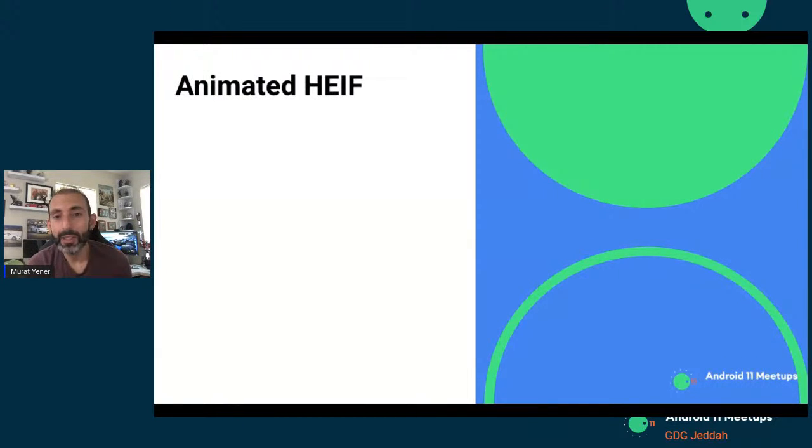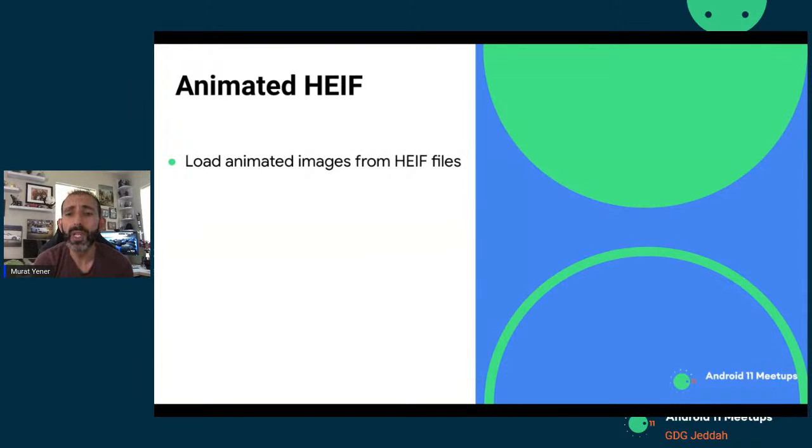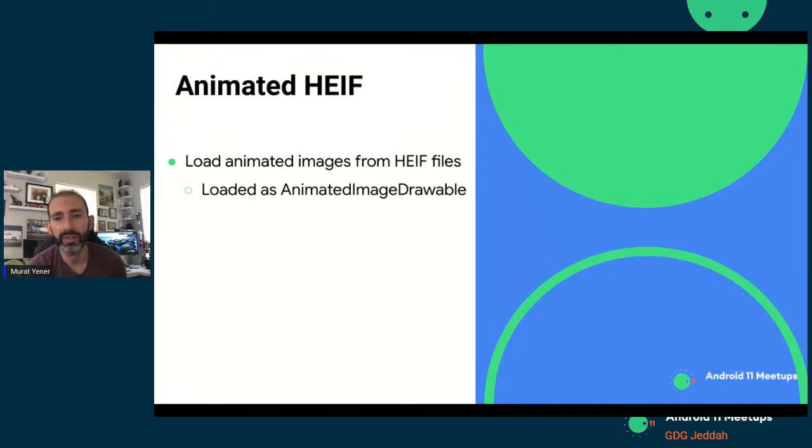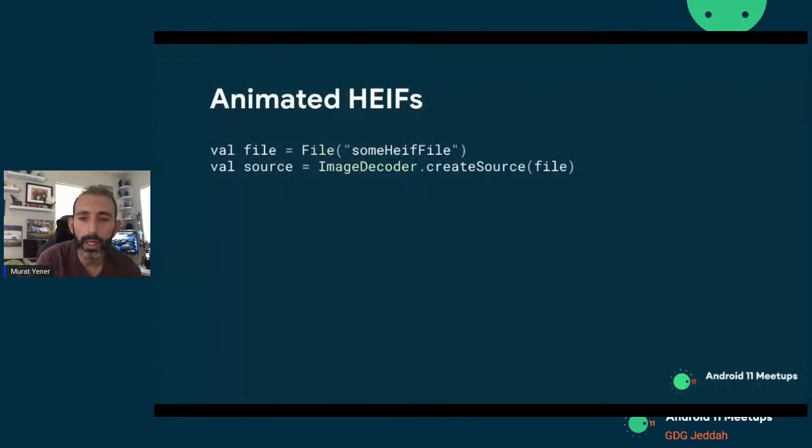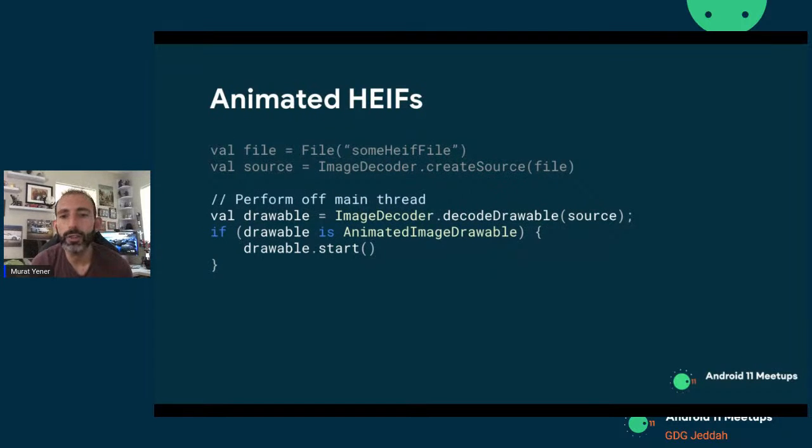And we have another new thing called animated HEIF files, which is very similar to animated GIF files. These are loaded images from HEIF files. They are stored as animated image drawables. It's pretty much like GIF files, as I mentioned, but they're smaller and easier to work with. First, you need to load the HEIF files, and then when you're ready to animate, you can call the start method on the drawable, and the animation will start.